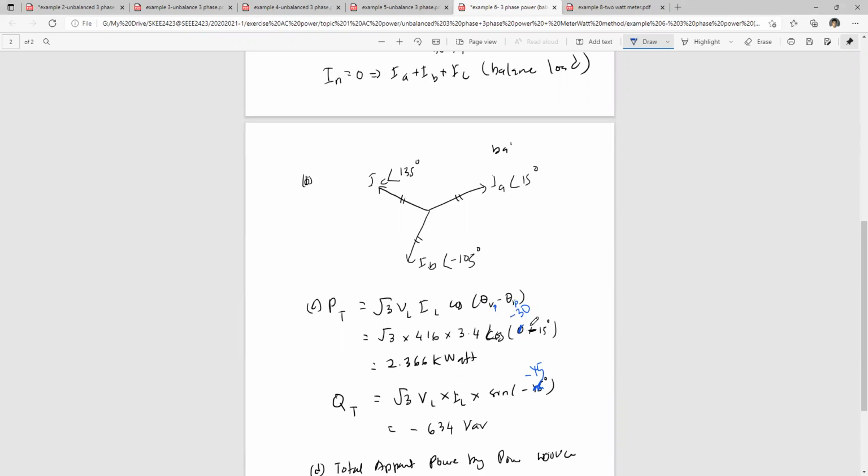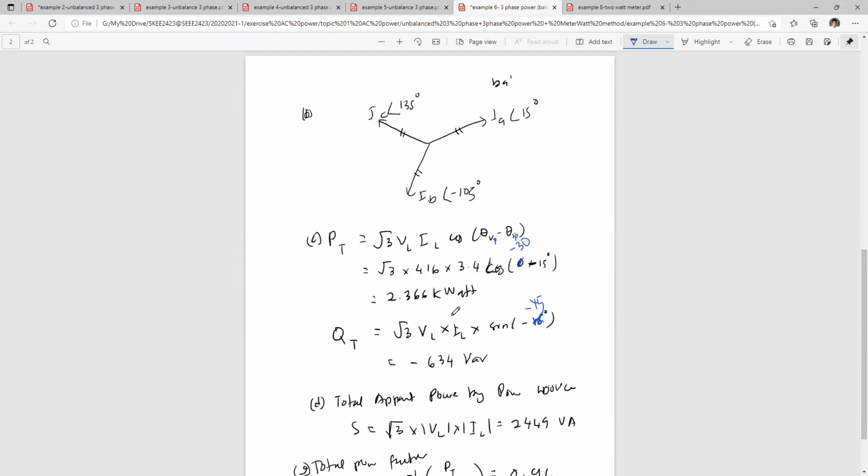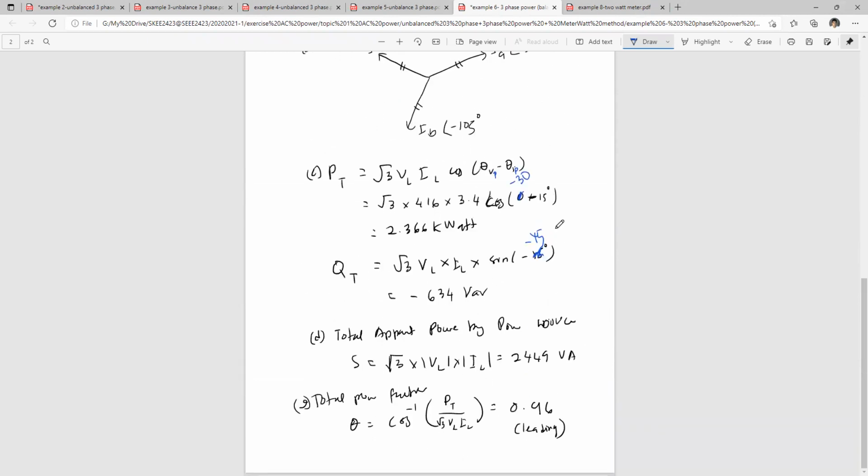Based on our calculation, the V phase is actually negative 30 degrees, and the current I phase, which is also your I line, is 15 degrees. So the total is actually negative 45. So cos negative 45 is actually... so this is incorrect. I need to do the calculation first.